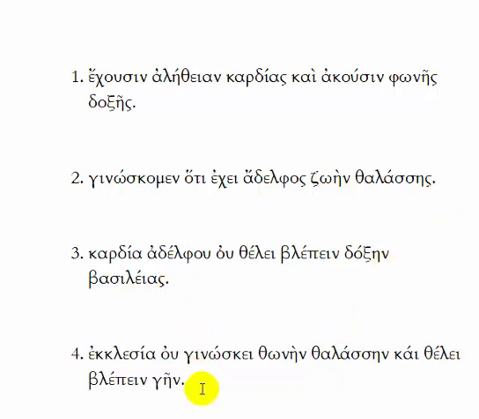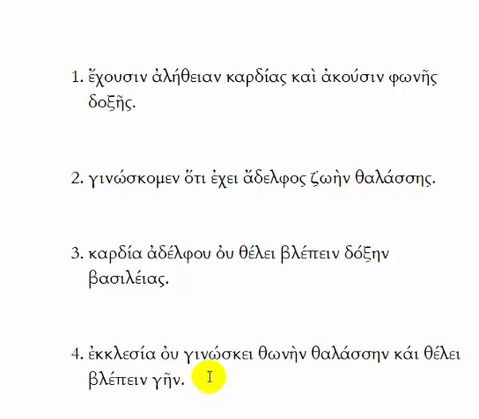One more, then we're going to quit. Let's take a look at this one. Ekklesia ou ginoske phonein thalasein kai thele blepein gain. First of all, ekklesia is the word for church or assembly. Ou is the word for no or not. Sometimes you'll see an ouk there, but usually that's when the next verb begins with a vowel, which this one doesn't.